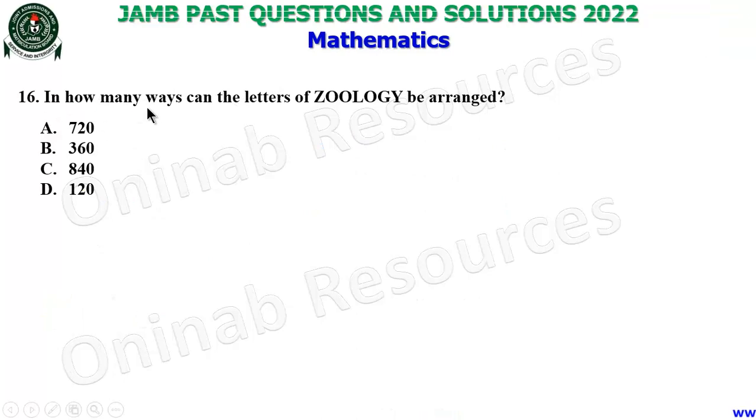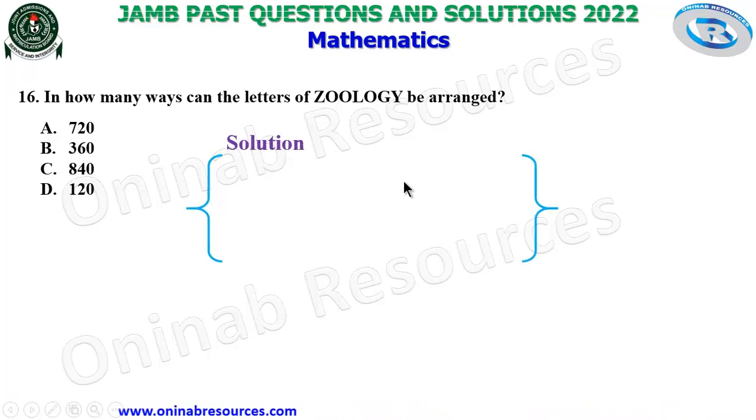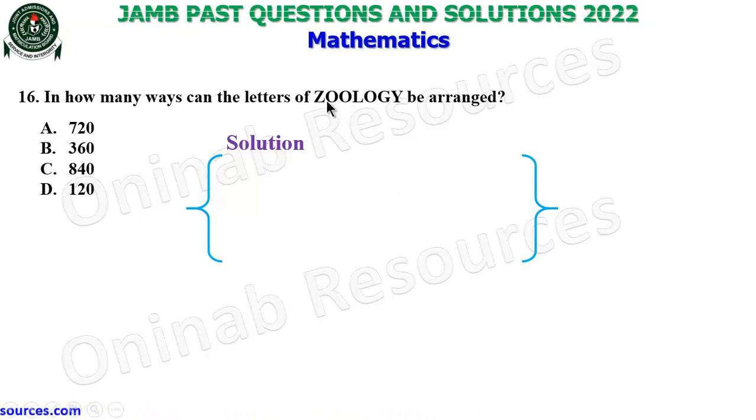For problem 16, in how many ways can the letters of zoology be arranged? This is permutation of indistinguishable objects. So to do that, we need to count how many letters are there in zoology. 1, 2, 3, 4, 5, 6, 7. So N is going to be 7. Then how many of the letters are repeated? O is repeated 3 times. So we have O's equal to 3. L is 1, G is 1. The rest of the letters are 1, 1.